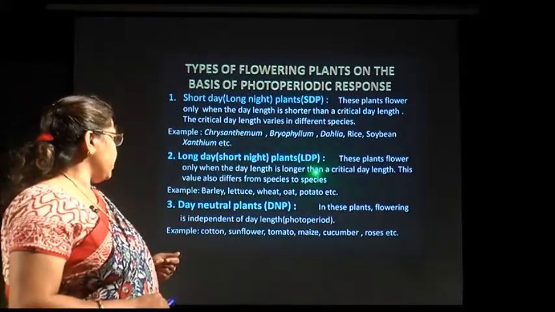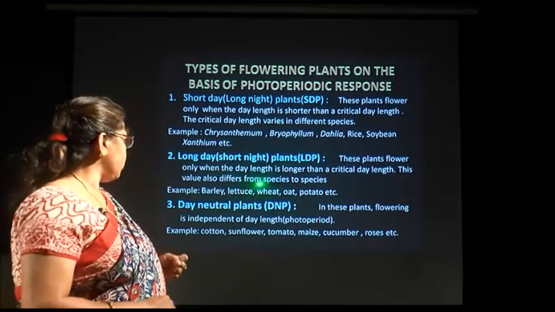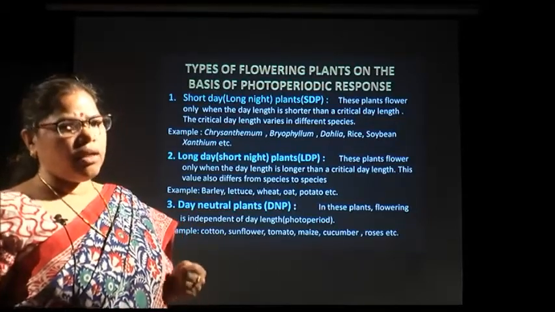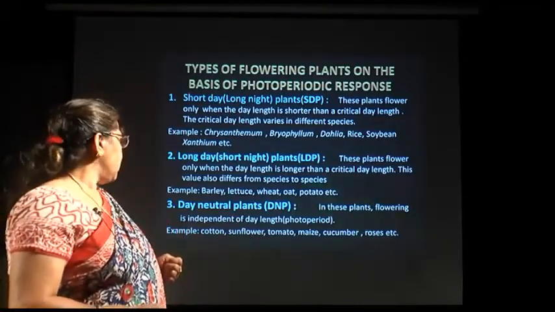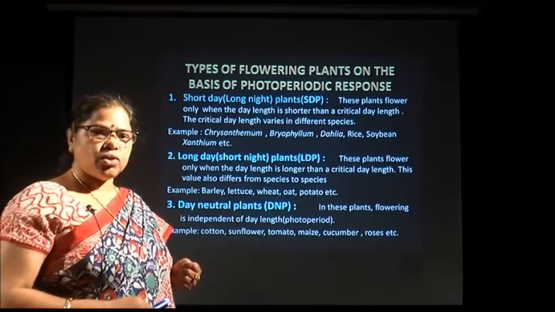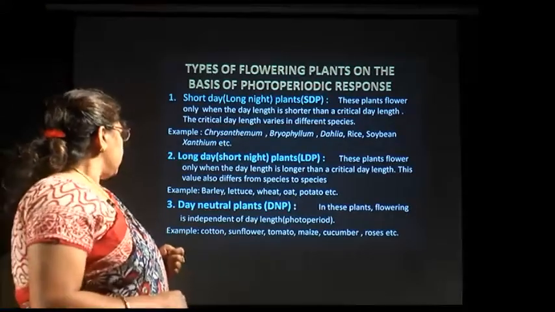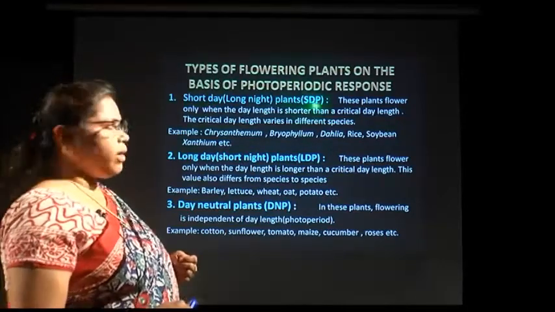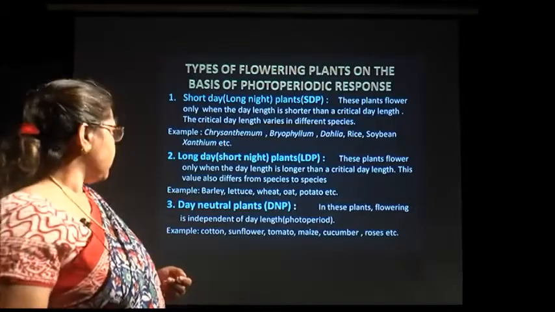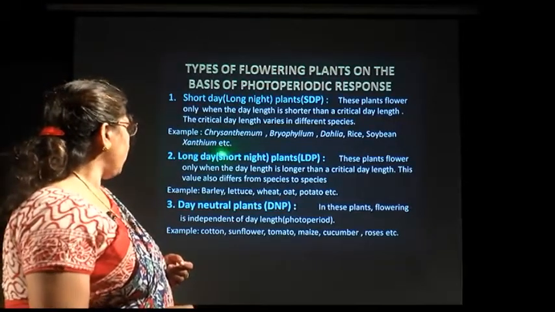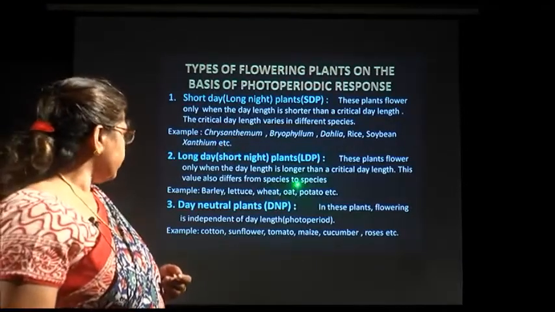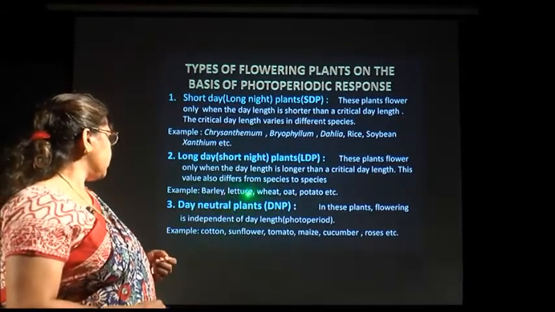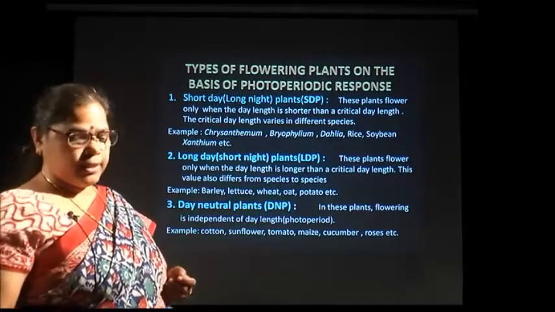Similarly, there are long day plants. These are the plants which flower only when the day length is longer than the critical photoperiod or critical day length, and this value also varies from species to species. The long day plants are also known as the short night plants. Similarly, short day plants are known as the long night plants. Examples of LDP or long day plants are barley, lettuce, wheat, oat, potato, etc.